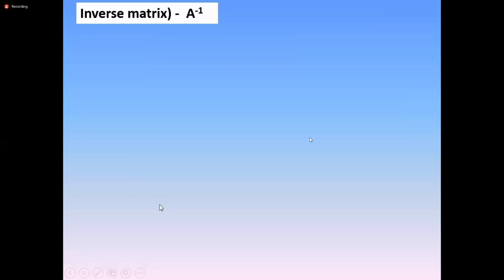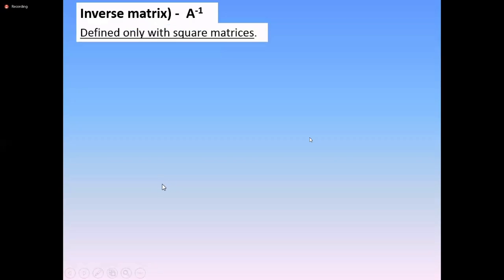Then finally we have to define this type of matrix, the inverse matrix. Pratiloma niyasa, that is written as A inverse. Defined only for a square matrix.